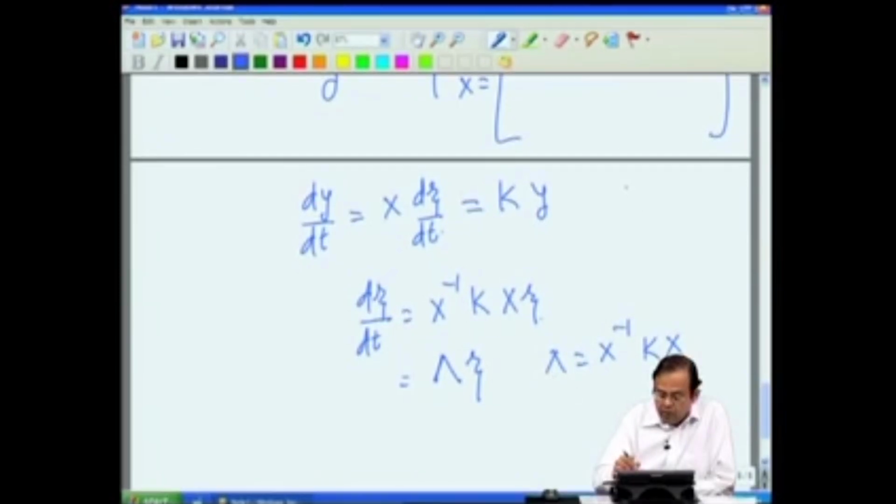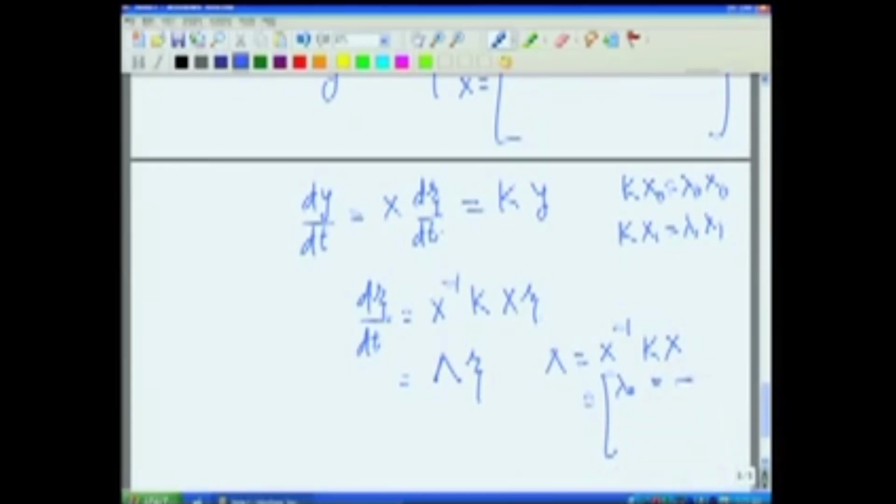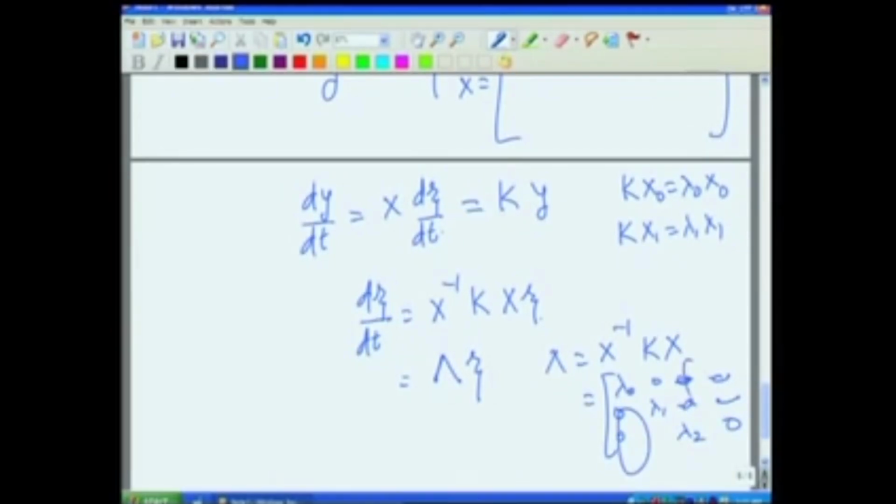What is lambda? Remember our definition of eigenvector: K into x naught is lambda naught into x naught, K into x 1 is lambda 1 into x 1 and so on. So, by taking this relationship, lambda is nothing but a matrix with lambda 0, 0, 0 in the first row, then 0, lambda 1, 0, 0 and so on. Only diagonal elements are non-zero, everything else is 0, up to lambda n minus 1. So, that is my lambda matrix.